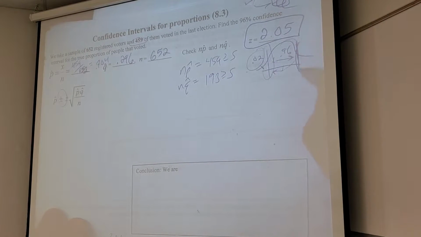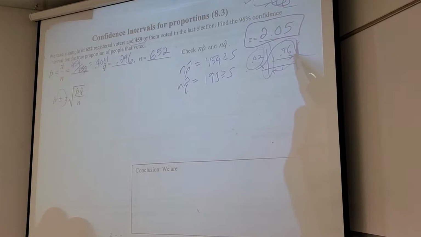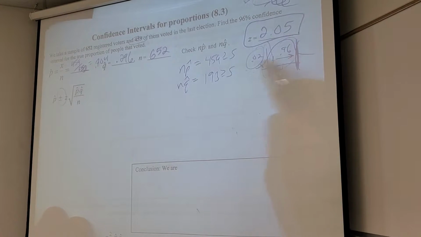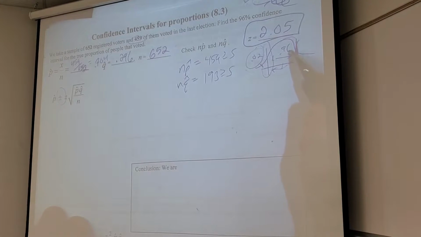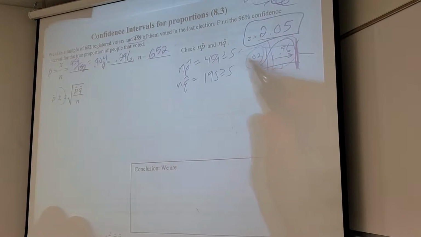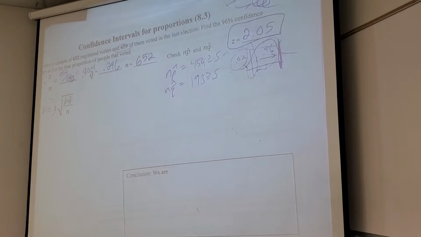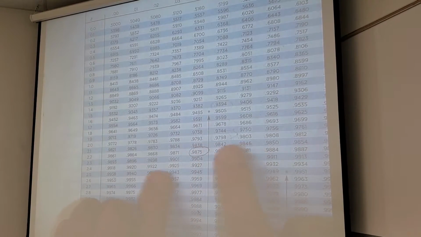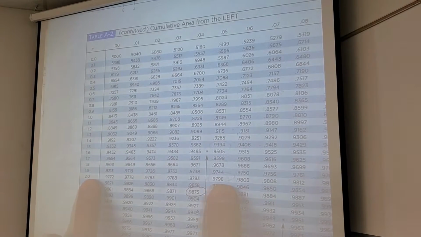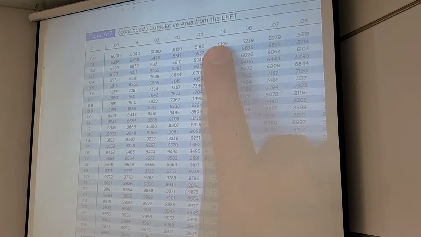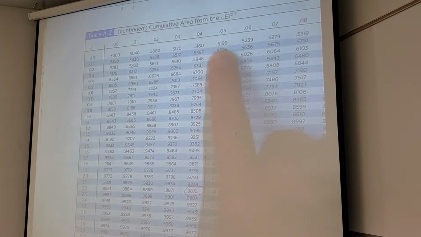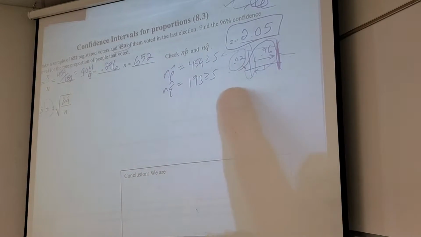But what if I wanted to find this z-score instead? Can anybody tell me what percentage is below this z-score total? What total percentage is below this z-score? 98. If I look up 0.98, guess what I'm going to get? 2.05. Of course I'm going to get 2.05 because it's symmetric. It doesn't matter which z-score you find first. It's just a little quicker to find the negative one first.